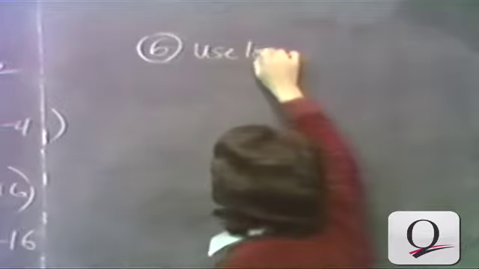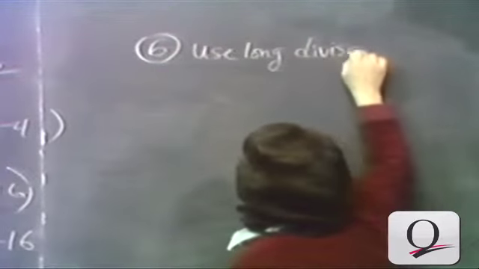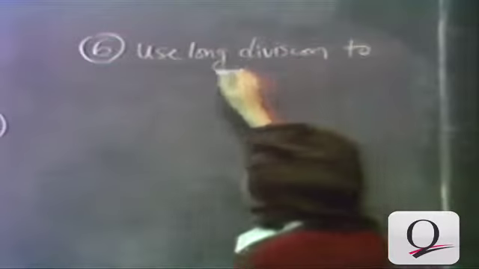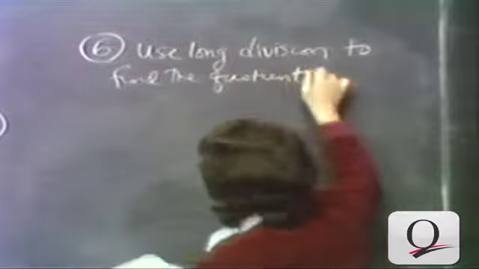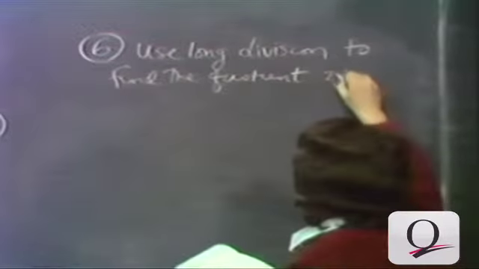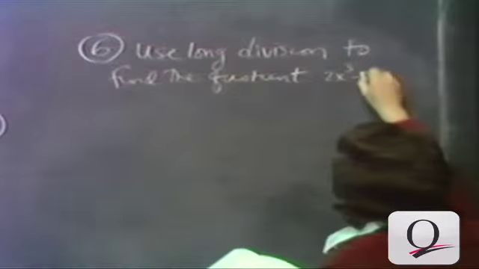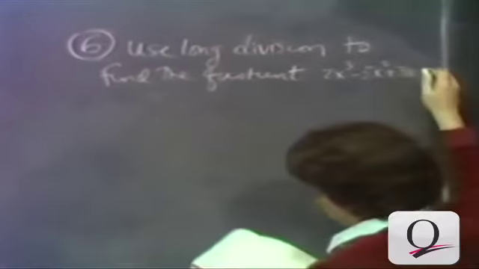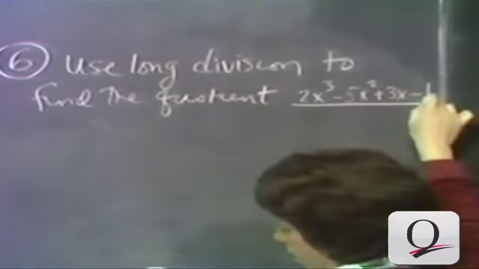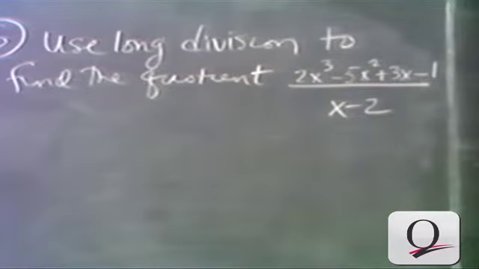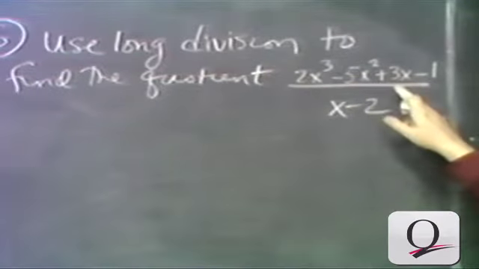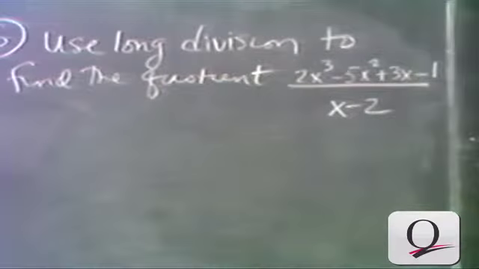In the next example, we're going to use long division to find the quotient that's indicated. 2x³ − 5x² + 3x − 1 divided by x − 2. This means this polynomial divided by this polynomial, and we're actually going to use long division to find this quotient. 2x³ − 5x² + 3x − 1 over x − 2.